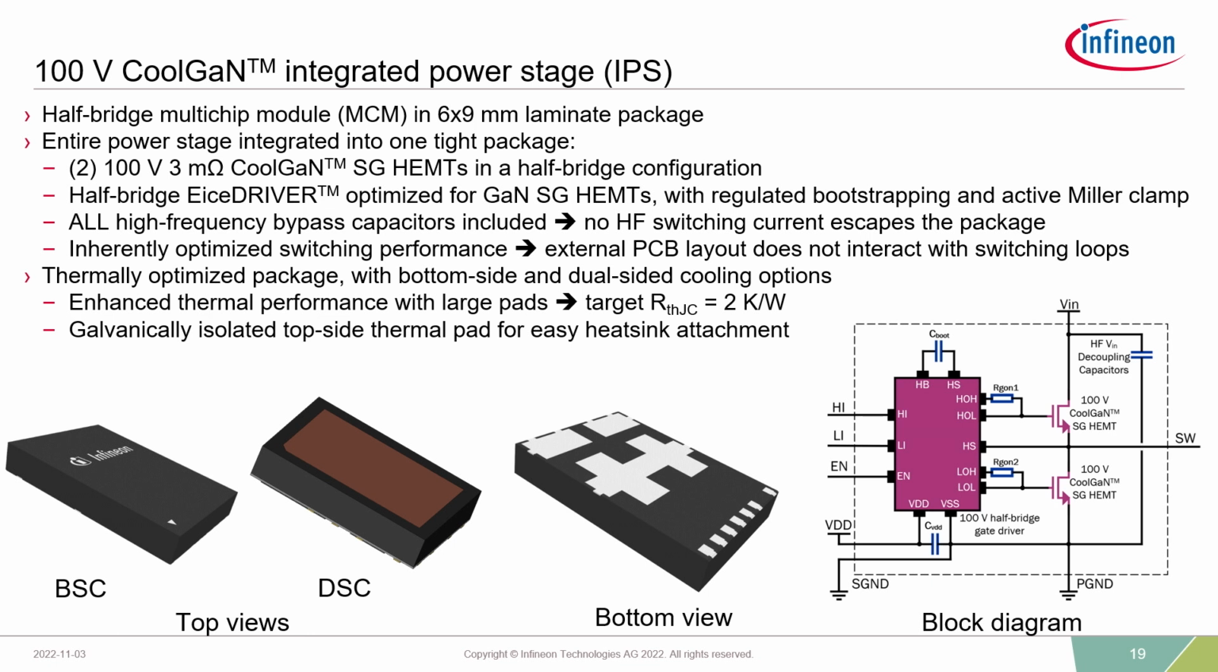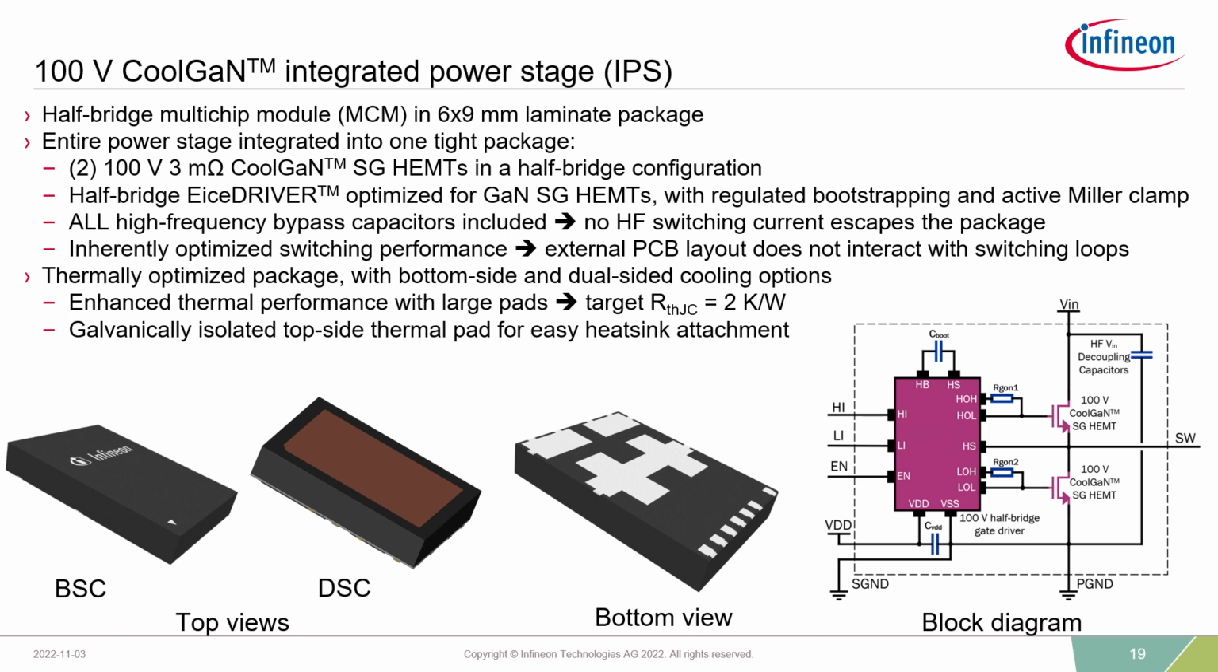This is a 100 volt CoolGaN IPS that we have in development. It's in a 6x9 millimeter package. The entire power stage is included, and that doesn't just mean the two switches. It also doesn't mean the two switches and the driver. It's literally the entire power stage. So it includes the VDD bypass capacitor for the low side driver, the bootstrap circuit, as well as the bootstrap capacitor for the high side driver. It even includes the 100 volt high frequency bypass caps.